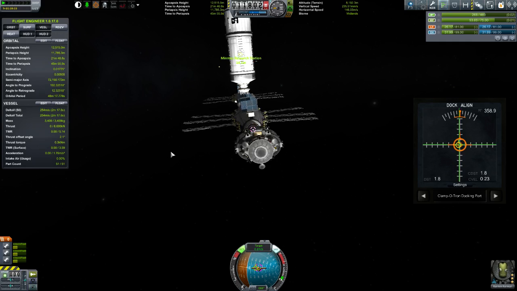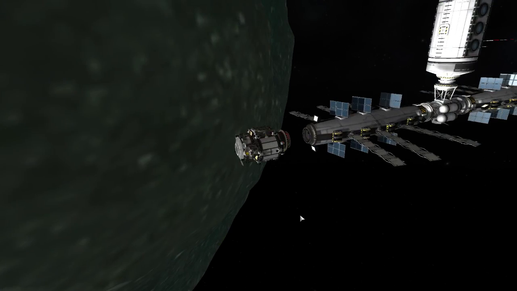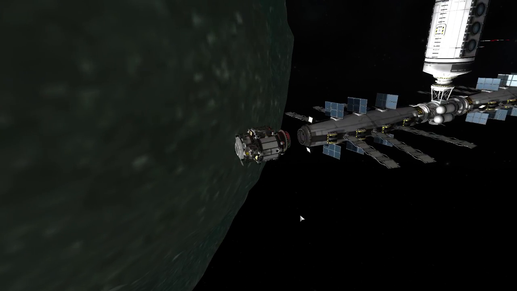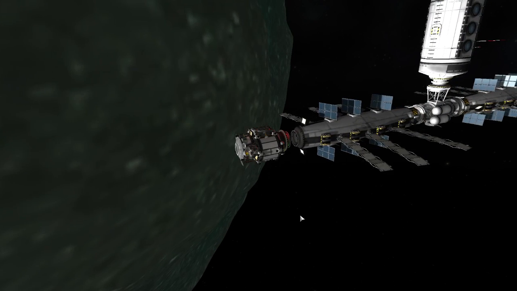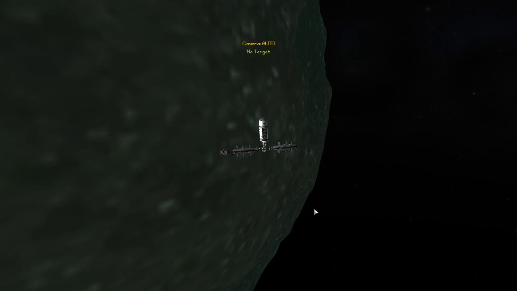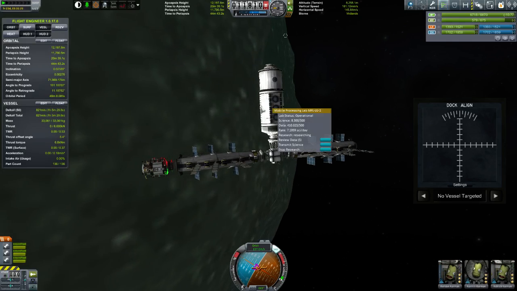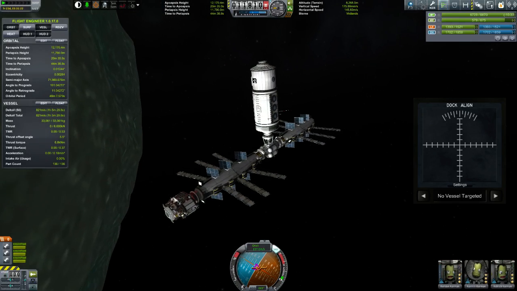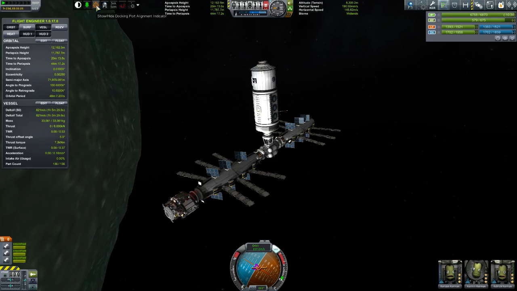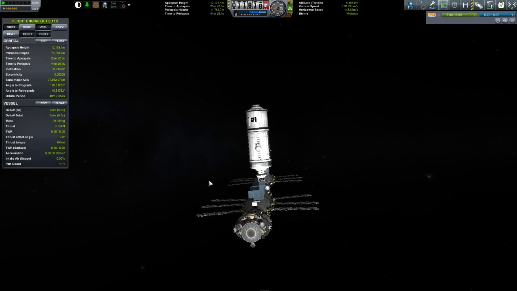We just need to back off the speed a bit. Ladies and gentlemen, Newton is a wonderful thing. So, we have our thing docked now, which means we just need to get the science.